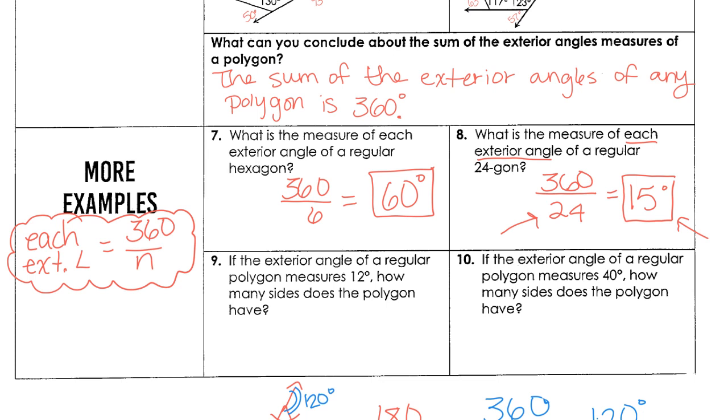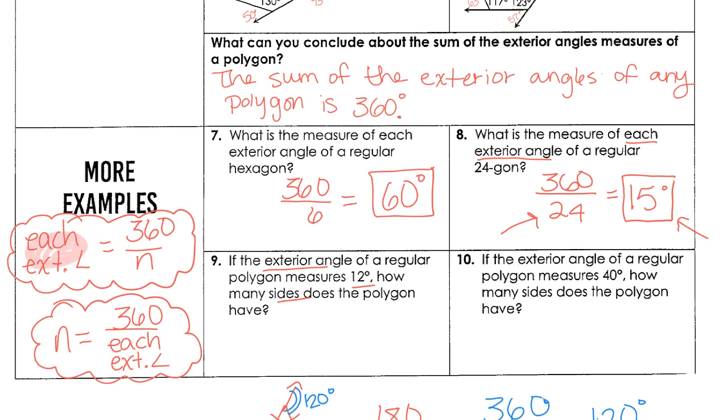All right, for number 9, it says, if the exterior angle of a regular polygon measures 12 degrees, how many sides does the polygon have? So now it gives us the angle and it wants you to find the number of sides. So what you can do is literally take 360 and divide it by the angle measure, and that gives you the number of sides. So here's my other formula. Notice how it's very similar, except all I did was switch these two things.